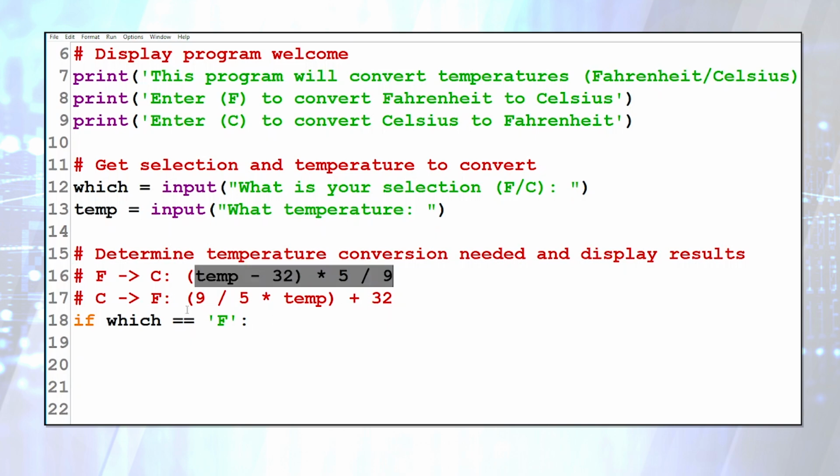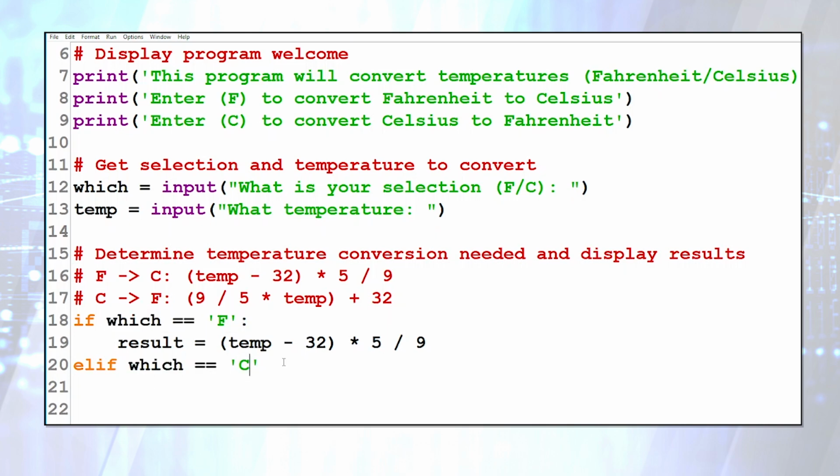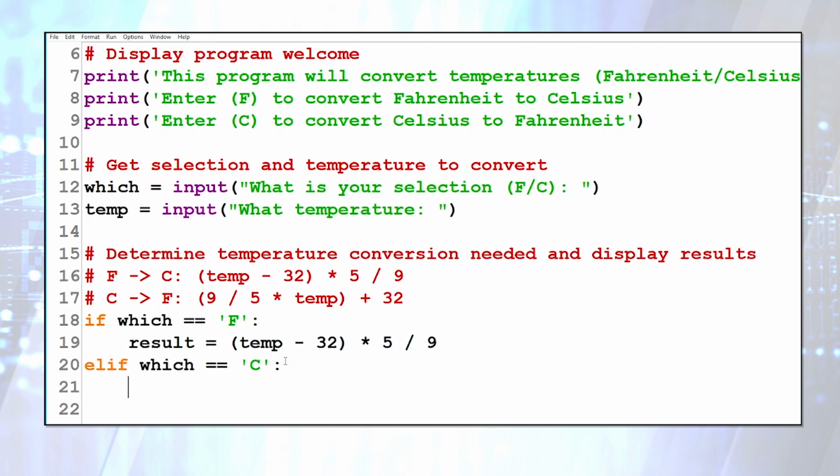I'm going to just copy this one. It's already written here, but you probably have to type it. I'm going to say result, or you can just put temperature if you want to, equal to this one. You can call it whatever you want. And then elif, I'm going to have my second one, which is going to be C instead of F. If it is C, then we are going to use this formula for it. So we are going to say result is equal to this formula.